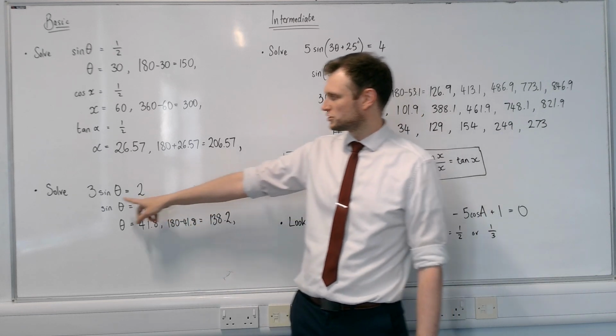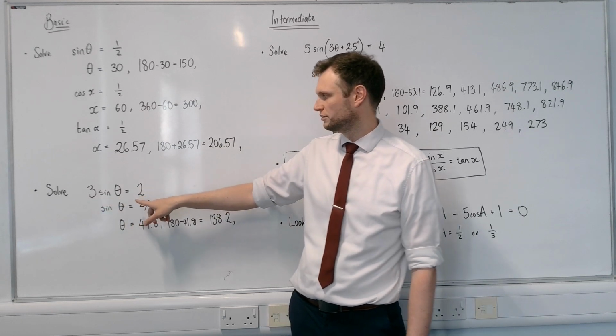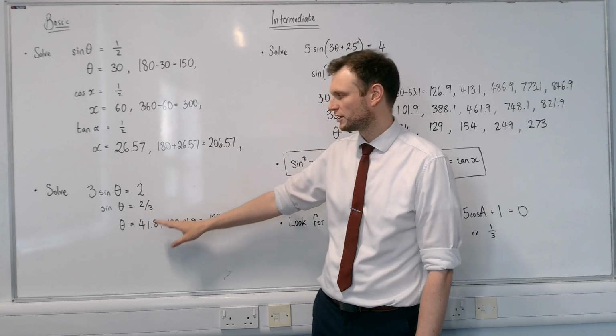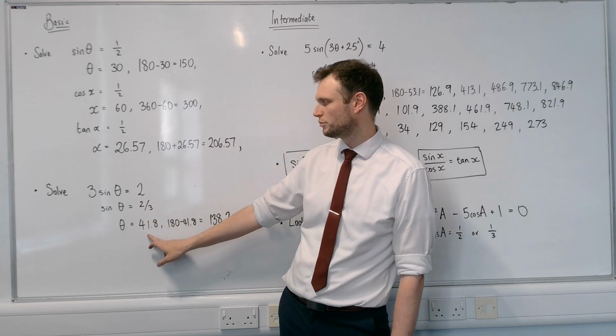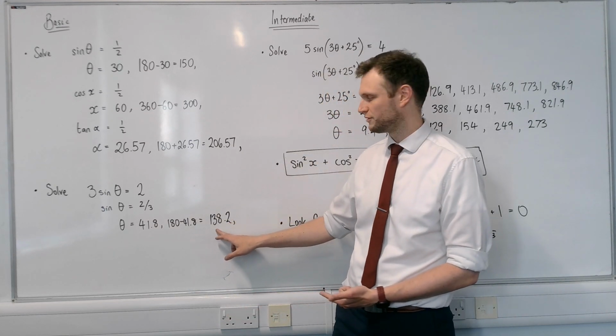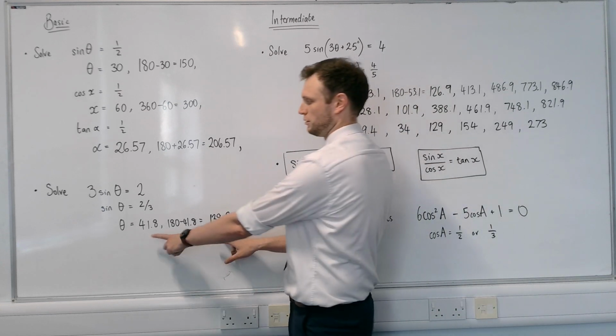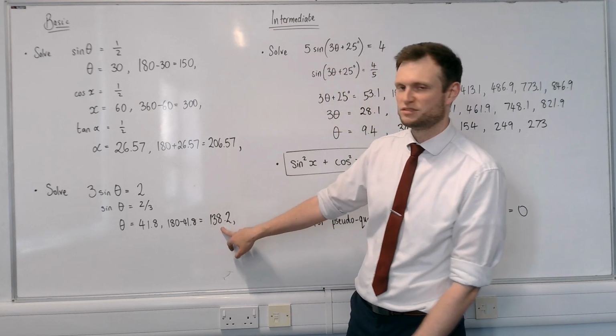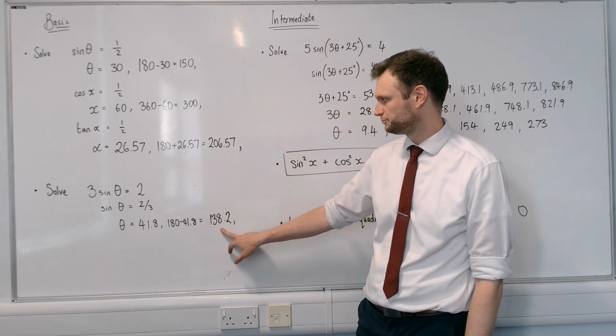When you're solving an equation like this, where it says a number of sine, you just first make it sine equals, and then do exactly the same thing. Inverse sine gets you 41.8. Take that away from 180 to get the second answer, and if I wanted more, I would do 360 plus that, so 401.8, and 360 plus this.